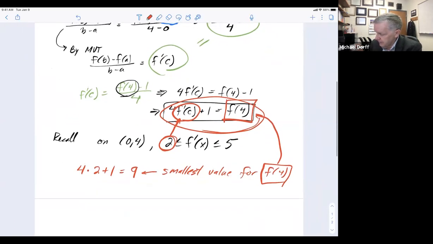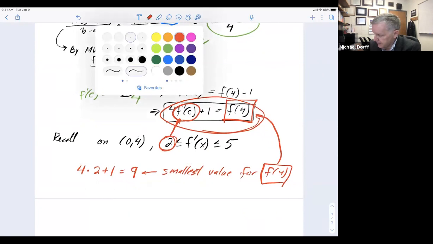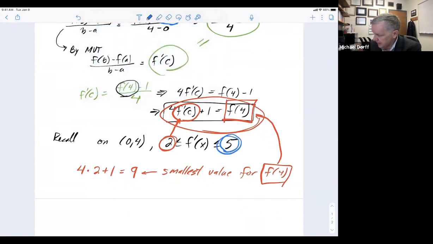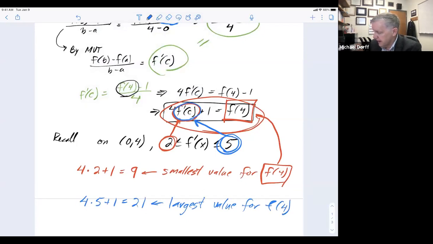What's the largest it could be? Well, if I took this value and put it in there, I'm going to get 4 times 5 plus 1, which equals 21, and that's the largest value for f of 4. How do I know it's the largest? Because the 5 is the largest.